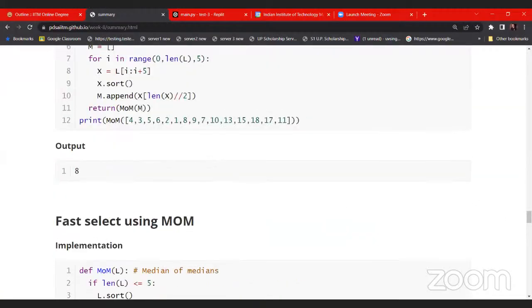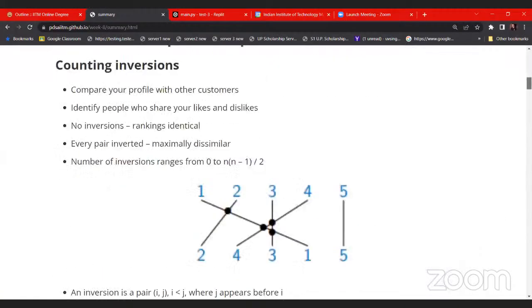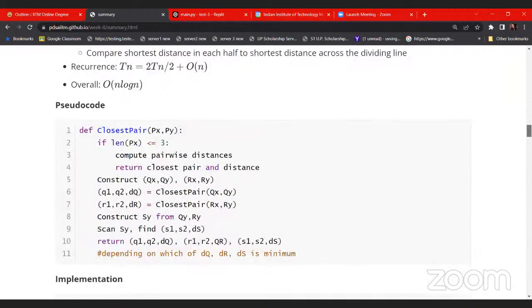Any problem in closest pair of points? Anyone? I already discussed this in the last session. No, sir, clear, sir.